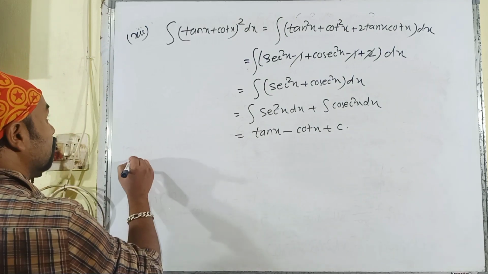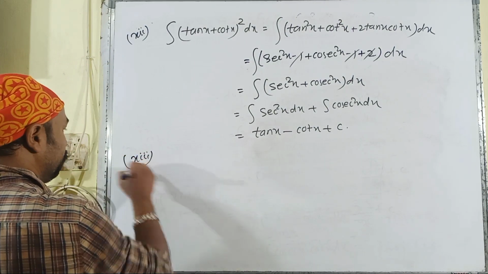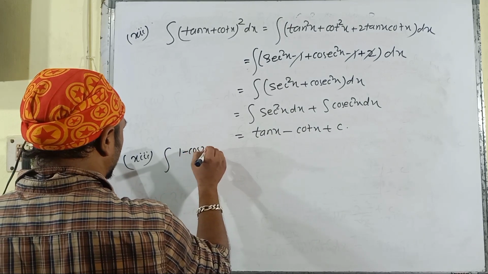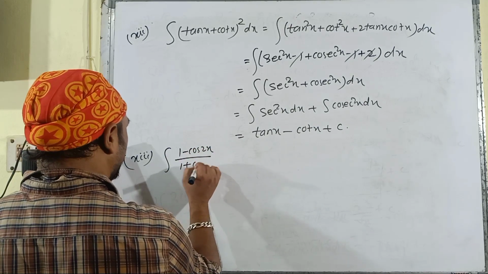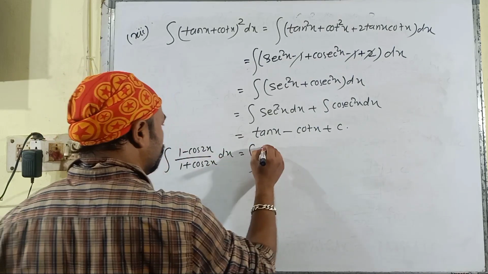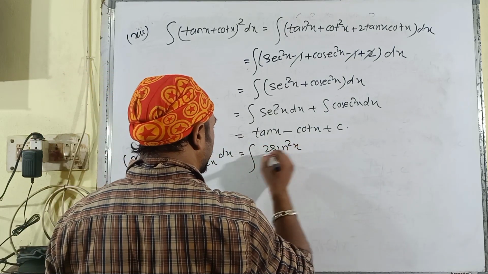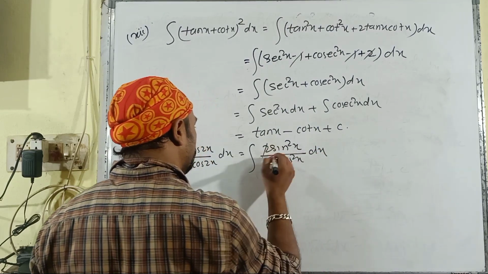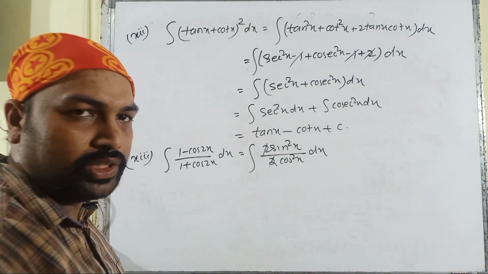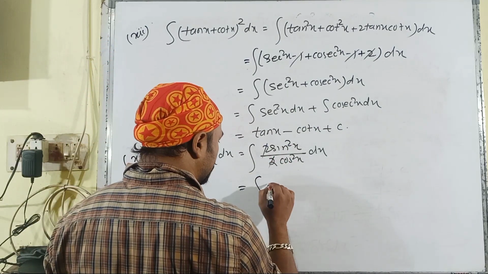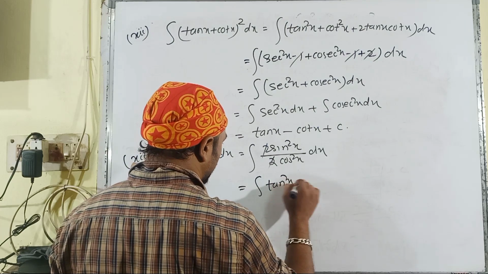Then moving to the 13th bit here. Integral of (1 minus cos 2x) divided by (1 plus cos 2x) dx. 1 minus cos 2x is 2 sin²x, divided by 2 cos²x dx, cancelling both of the 2's from numerator as well as denominator. Then sin²x over cos²x is tan²x.